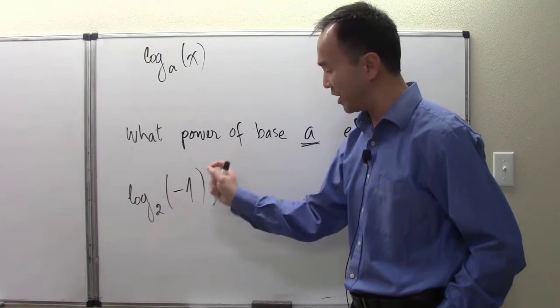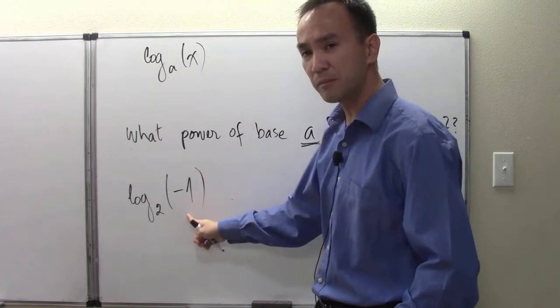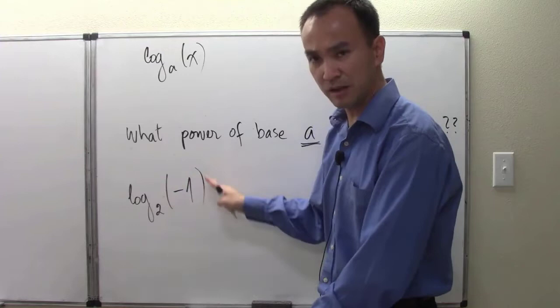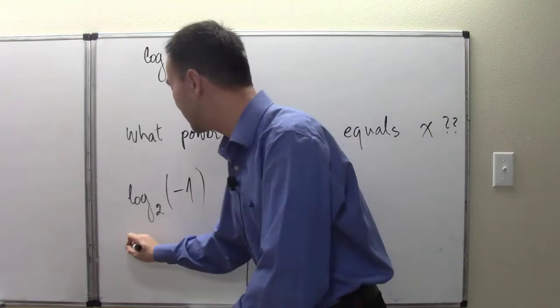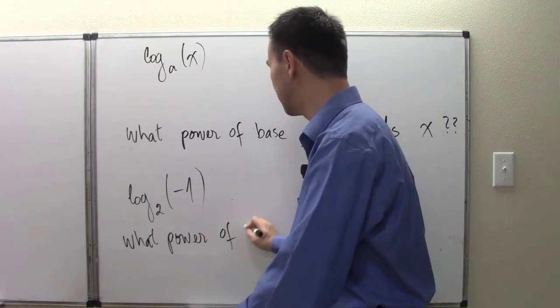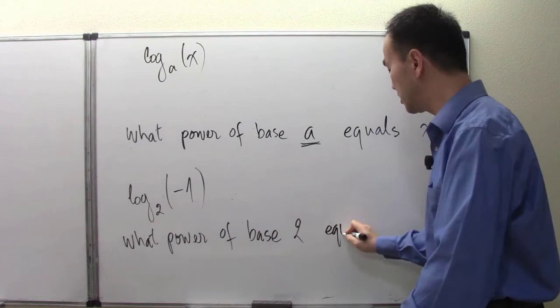So now, what's problematic here? Anyone can set up the symbol, but let's see if it's possible to proceed, or whether it's even possible to find an answer to this. Immediately, this notation means we're looking for, as a question, what power of base 2 equals negative 1?